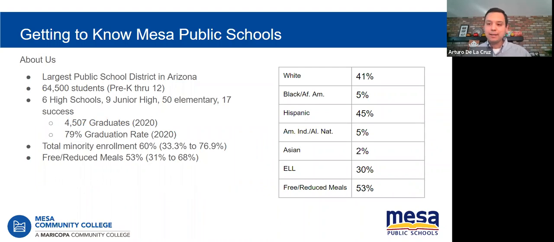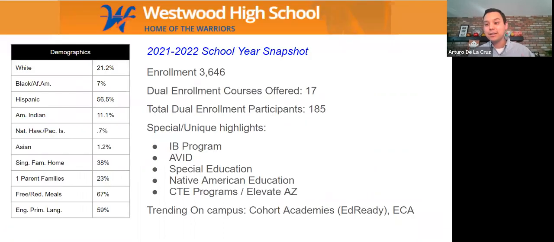Before I get into what happened, this gives you district information, but I thought I could put in a little bit about my specific high school so that you get a more narrow view of the high school that I work in particularly. So Westwood High School has a pretty large enrollment of students. It is one of the largest enrollment-wise in the state of Arizona. There are a lot of dual enrollment courses offered, and we'll get into that a little bit. And many of the students at my high school choose to partake in dual enrollment.